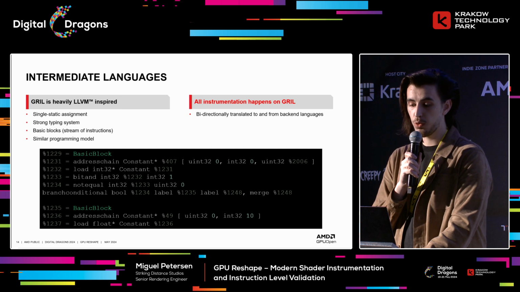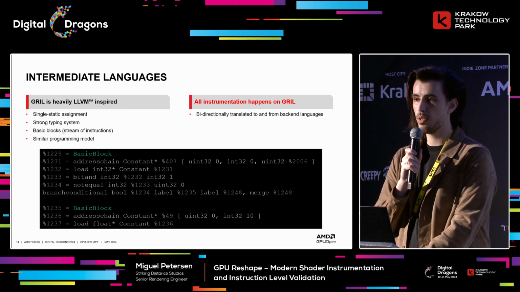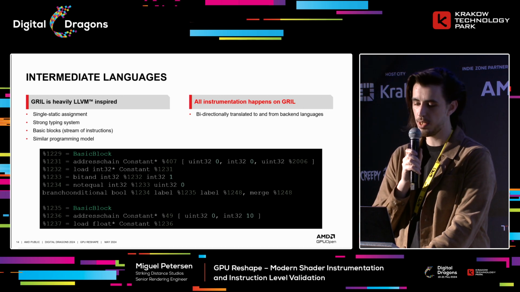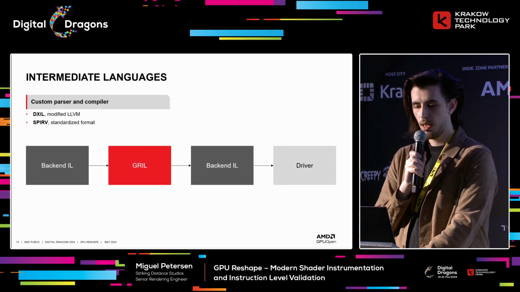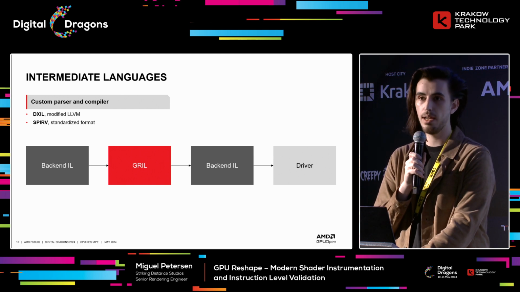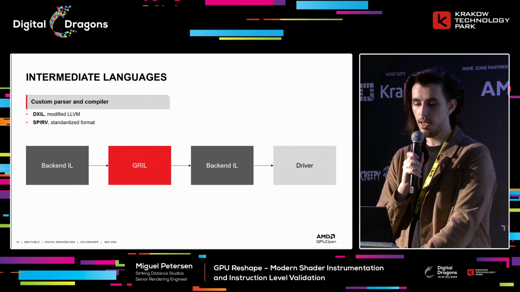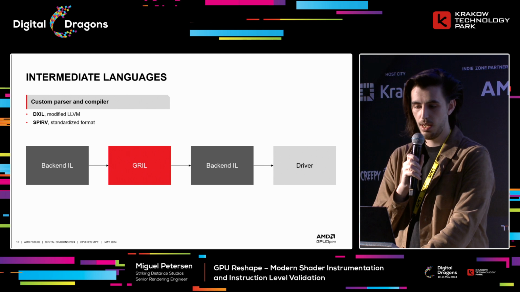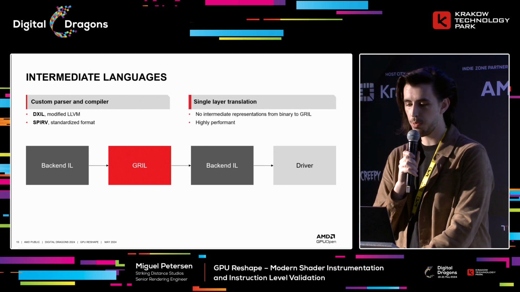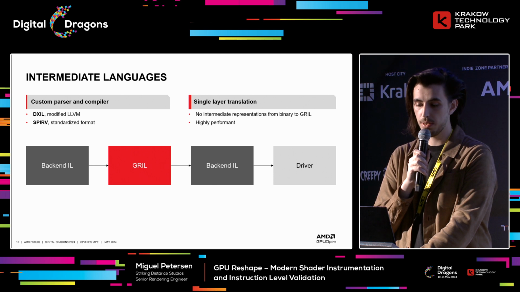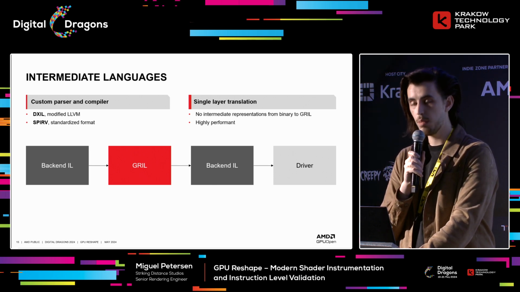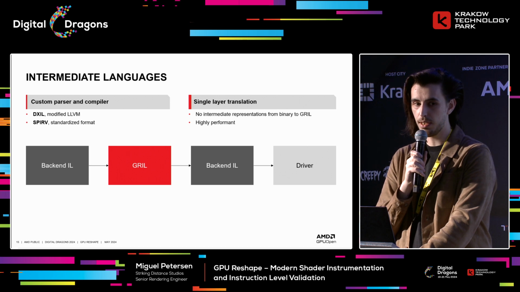GRIL is a common form IL that allows for bi-directional translation to and from the backend languages, SPIR-V and DXIL, and DXBC. And on top of this, we've actually hand-rolled custom parsers and compilers for DXIL and SPIR-V, specifically written for instrumentation. Translation, interestingly, does not go through any other intermediate representations, so it's highly performant. It takes the binary IL, translates it to GRIL directly, and then back to binary IL, and then finally to the driver.